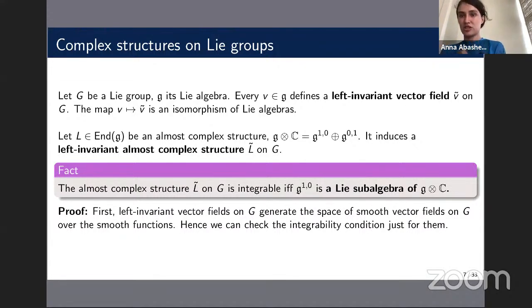And I state on the slide a very important fact: the almost complex structure on the Lie group is integrable if and only if g10 is a Lie subalgebra of the complexification of g. g10 is defined, as in my first slide, as the eigenspace of the complex structure. Why is it so? Well, we have to check the vanishing of some tensor. We have to check, in fact, that it vanishes on all vector fields, but left invariant vector fields on the Lie group generate the space of vector fields over the smooth functions. So we have to check the integrability condition just for them, and the claim follows.